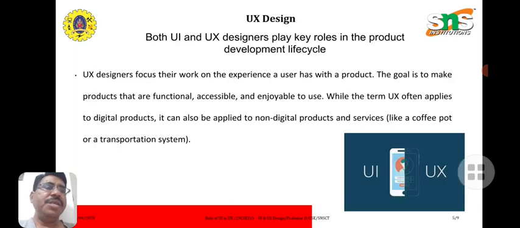Next, let us discuss elaborately what UX design and UI design are, and what the role of UX in UI is. Both UI and UX designers play a key role in the product development lifecycle. UX designers focus their work on the experience a user has with the product. The goal is to make products that are functional, accessible and enjoyable to use. While the term UX often applies to digital products, it can also apply to non-digital products and services like a coffee pot or a transportation system.